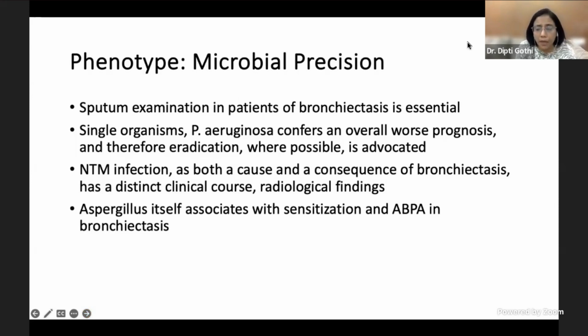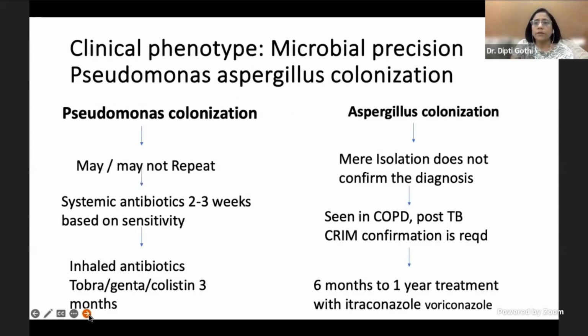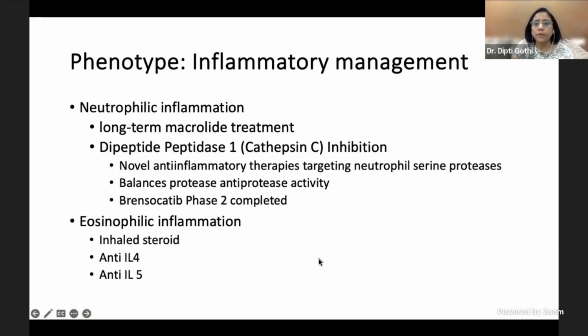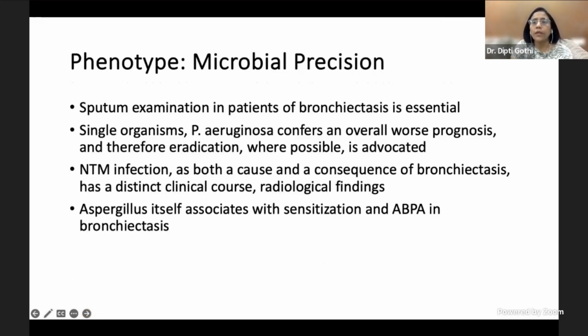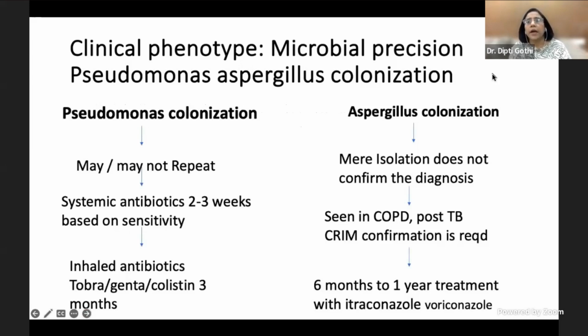ABPA will be covered a little later, but one needs to understand that isolation of Aspergillus itself does not mean anything. One needs to confirm with the help of multiple tests. The multiple tests that one can confirm it with are CRIM, that is clinical, radiological, immunological, and microbiological. And if the CRIM is positive and the patient has either COPD or post-TB, then treatment with itraconazole or voriconazole is important.